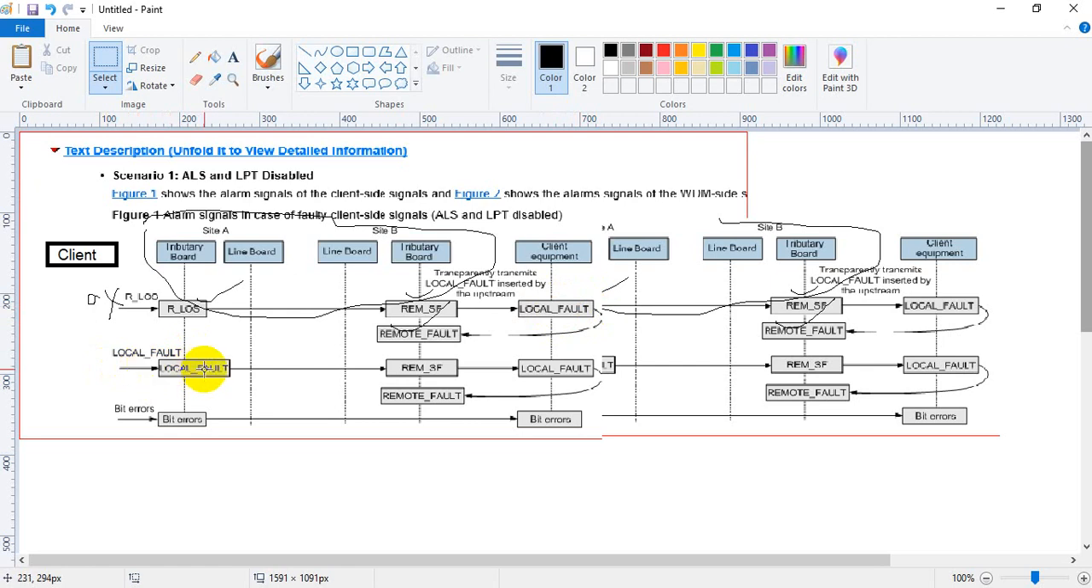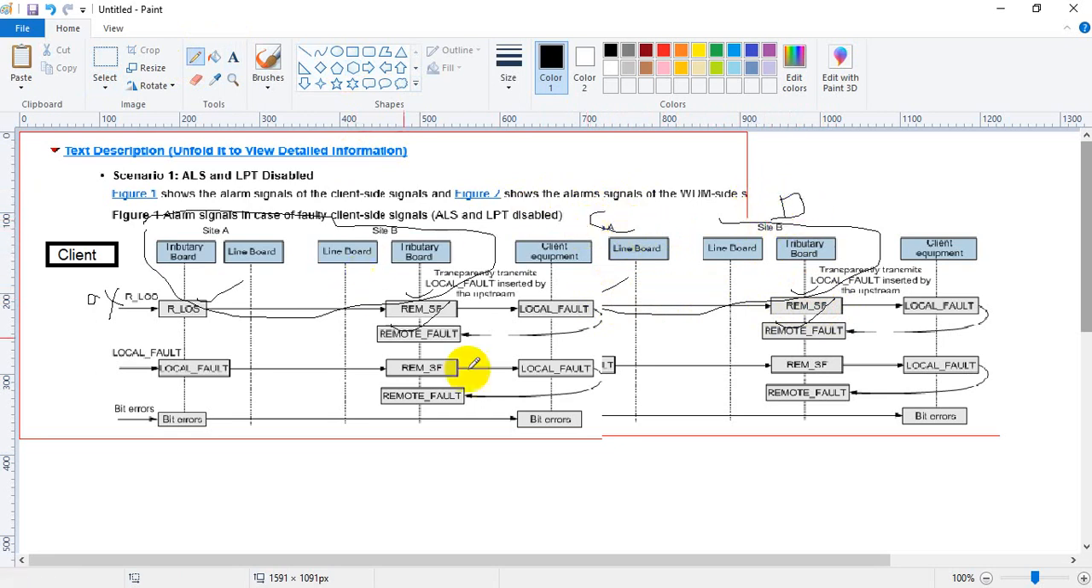So if I get a local fault from somewhere, what do I do? If I get a local fault, I send a remote fault, and further I will insert that default code, local fault, towards my downstream, and the same scenario gets repeated at, maybe this is C, and this can be called D. So this becomes C, and in this case this becomes D.